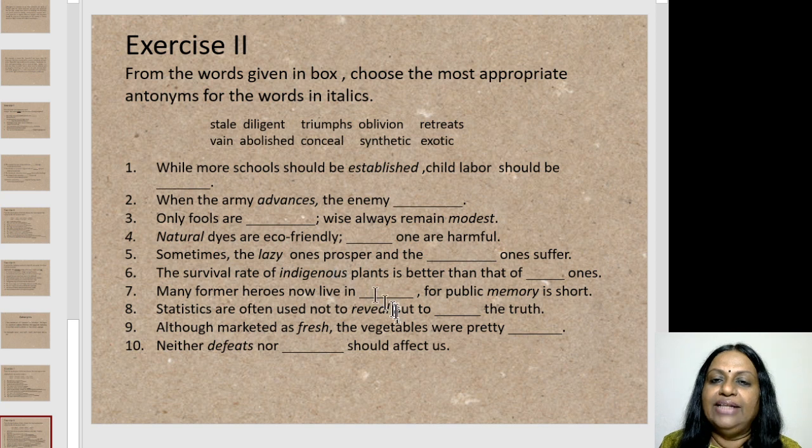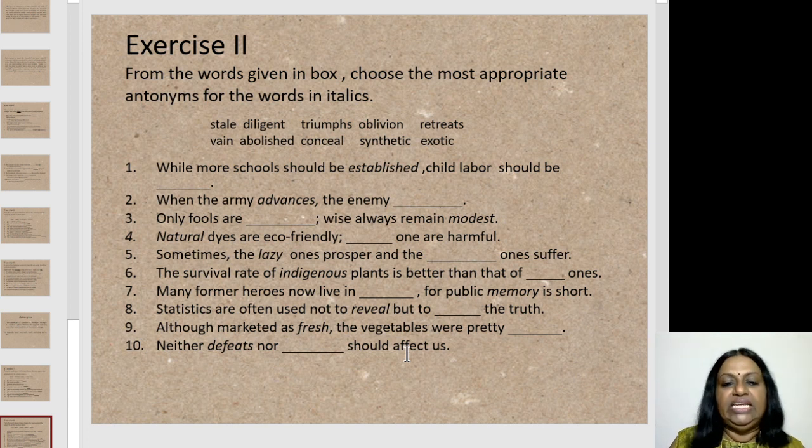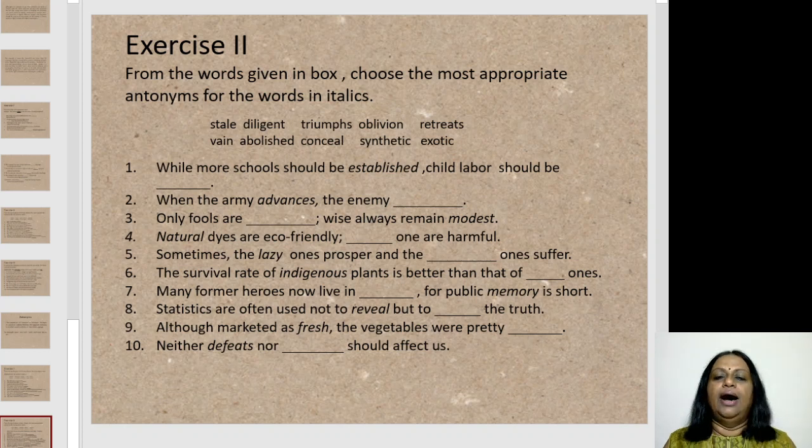So let's look at the words that are given to us. Stale, diligent, triumphs, oblivion, retreats, vain, abolished, concealed, synthetic, exotic. So these are the 10 words that have been given to us, and we need to fill in the blanks with these words. So shall we do it, students?